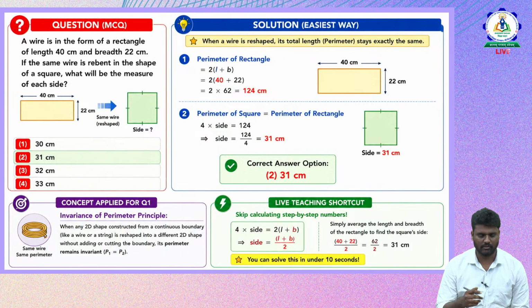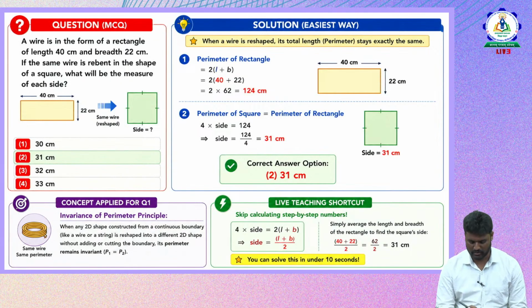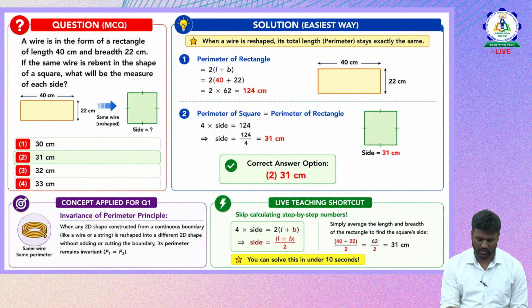Even when the wire is reshaped, the total length will be exactly the same; it will not change. So let us try to identify the perimeter first. What is the perimeter of the rectangle? What is the formula for the perimeter of a rectangle? It is 2 into length plus breadth.